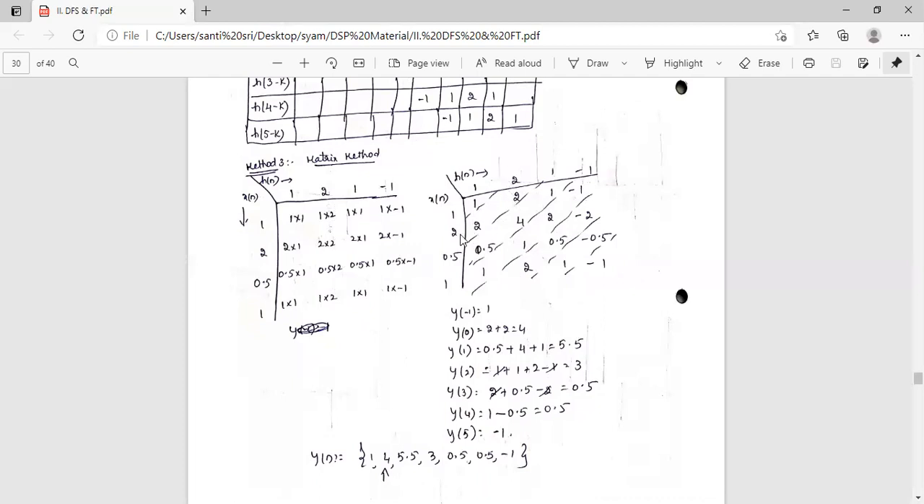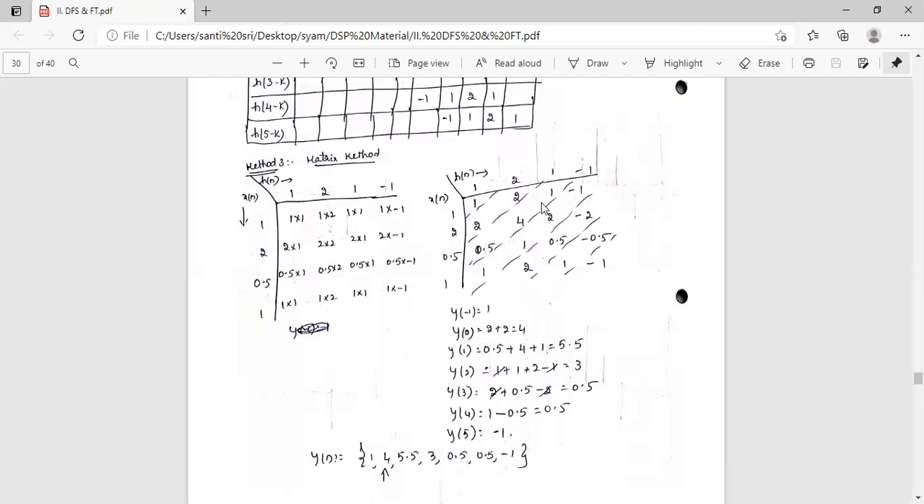Now taking the diagonal values. Diagonally we'll draw the dotted lines here. So this diagonal value is 1. This value is nothing but y of minus 1. The response y of n starts from minus 1 to 5. So this first value is y of minus 1 value, that is 1. And the second diagonal value is 2 plus 2. So this is y of 0 value. Y of 0 value is 2 plus 2.